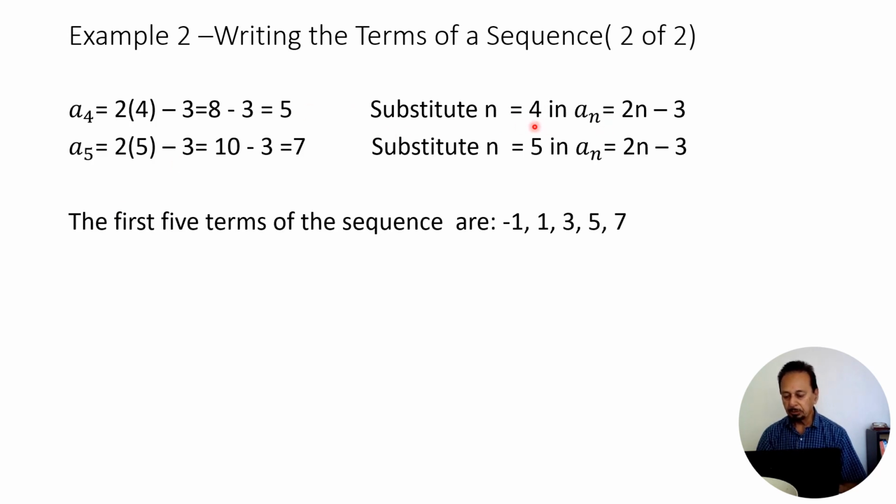To find the fourth term, we put n equals 4 in the nth term formula, a sub n equals 2n minus 3. So we get 2 times 4 minus 3. 2 times 4 is 8. 8 minus 3 is 5. To find the fifth term, we put n equals 5. So it becomes a5 equal to 2 times 5 minus 3. 2 times 5 is 10. 10 minus 3 is 7. So the first 5 terms of the sequence are negative 1, 1, 3, 5, 7. And this is not an alternating sequence.